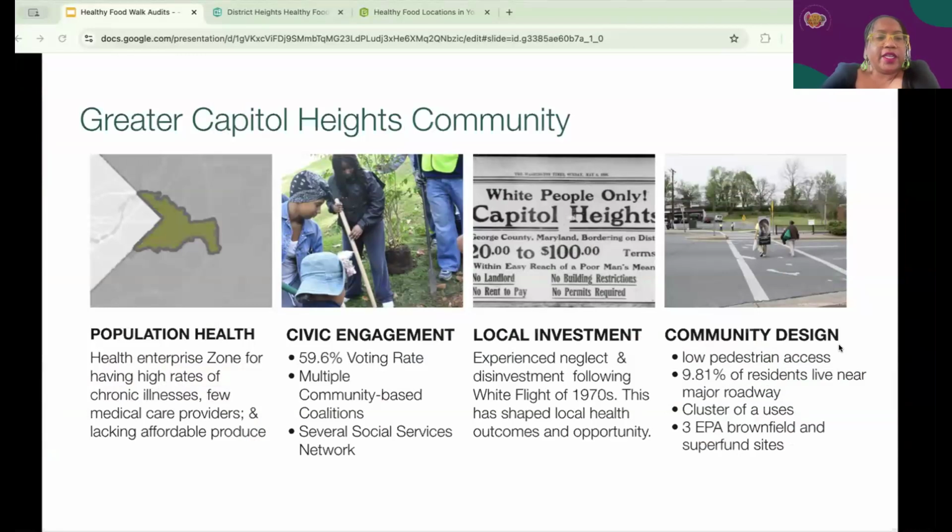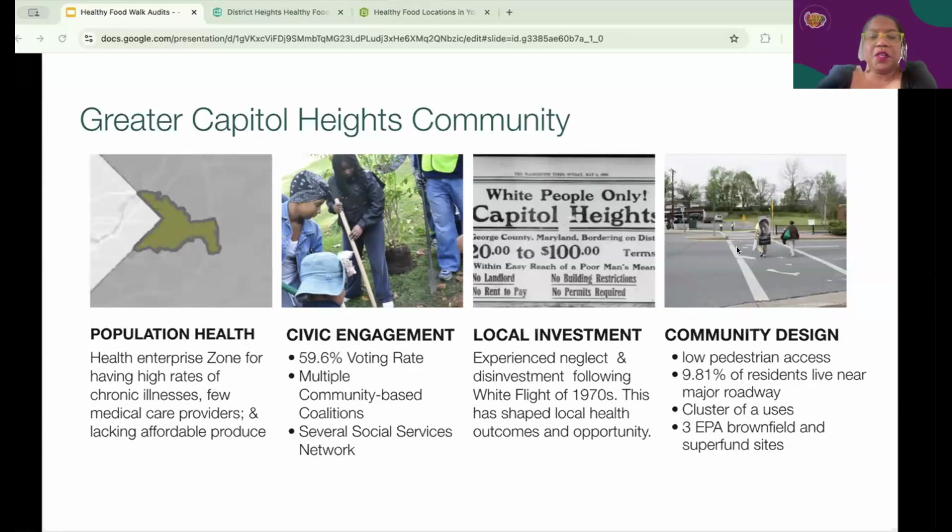And so our organization, as I indicated, really centers on the greater Capitol Heights community, which includes District Heights and Prince George's County. The community historically has a lot of different population health issues, being identified as a health enterprise zone by the state of Maryland as a result of having high rates of chronic illnesses and few medical care providers. But the community does have high rates of civic engagement, about a 60% voter turnout rate, multiple community-based organizations, and several social services networks.